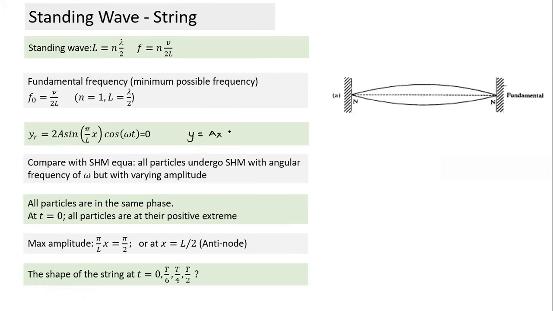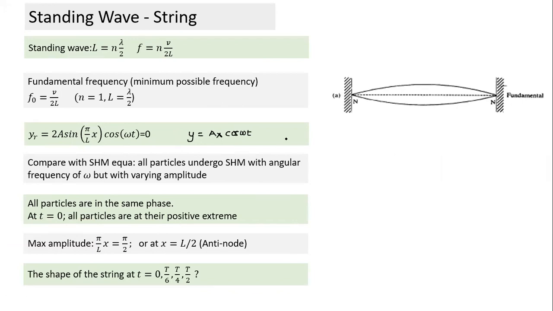What does Ax indicate? I hope you understand. If I substitute a different value of x, this term is not varying with time. So this remains constant. This is a function of position only. So this amplitude Ax indicates amplitude at distance x.